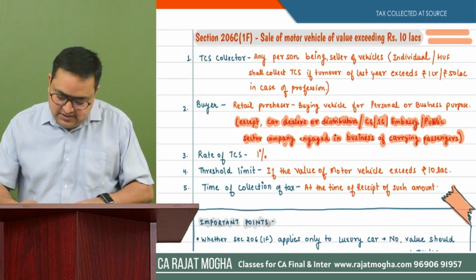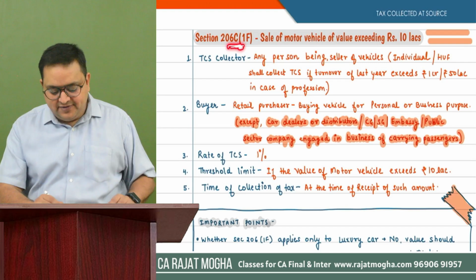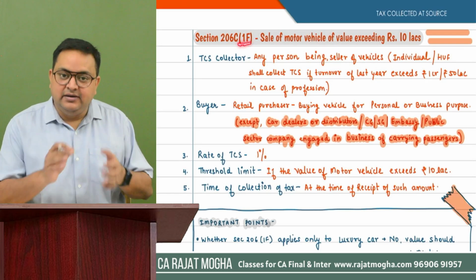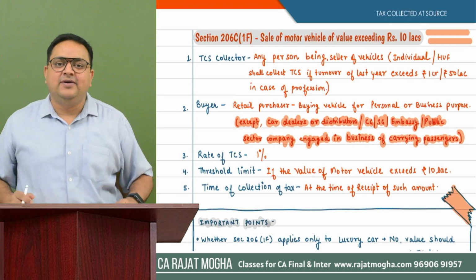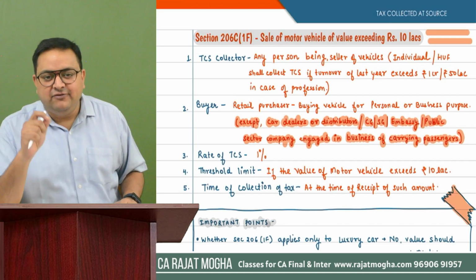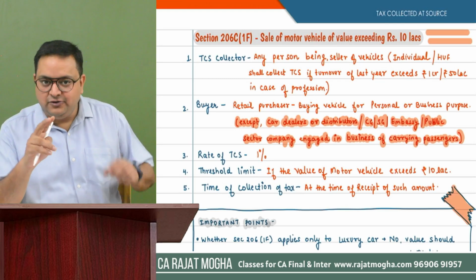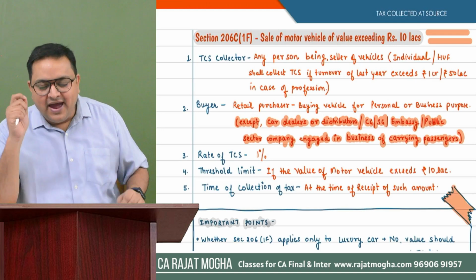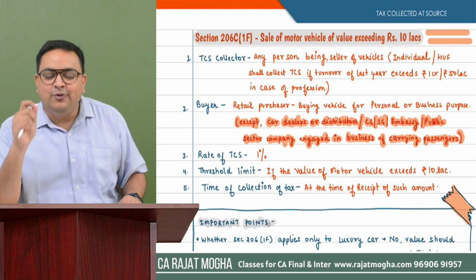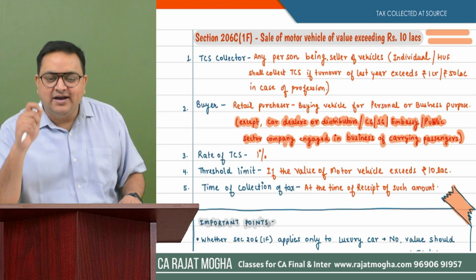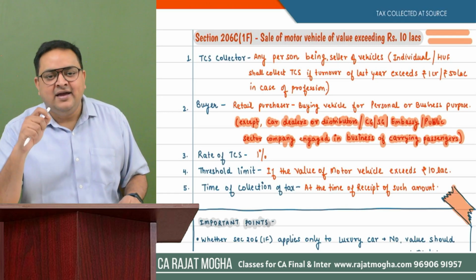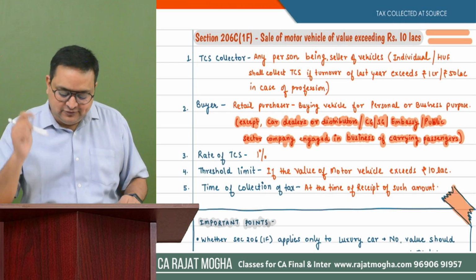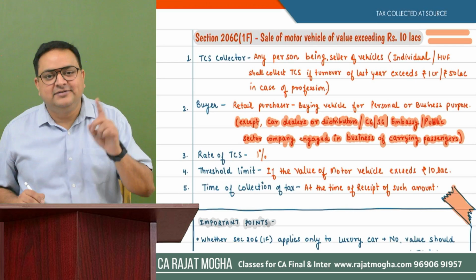Important section 206C1F. Again, it's not important to learn the section number, but you should know the provision. Now it is a different section. Here, if you purchase a car, a four-wheeler, not two-wheeler, not three-wheeler, and the value of the car is more than rupees 10 lakh, then the showroom that is selling you the car will collect TCS also at a rate of 1%.